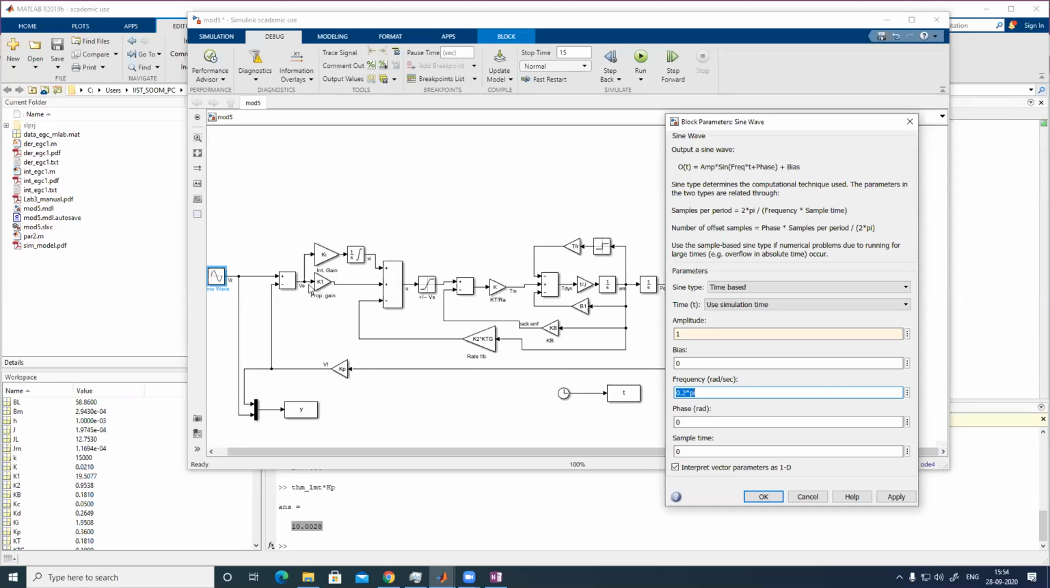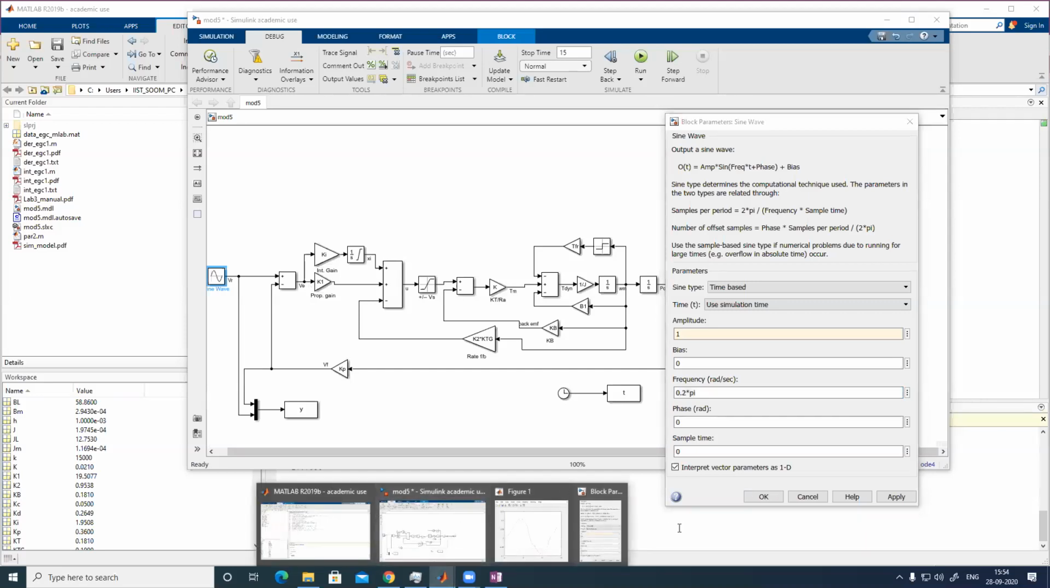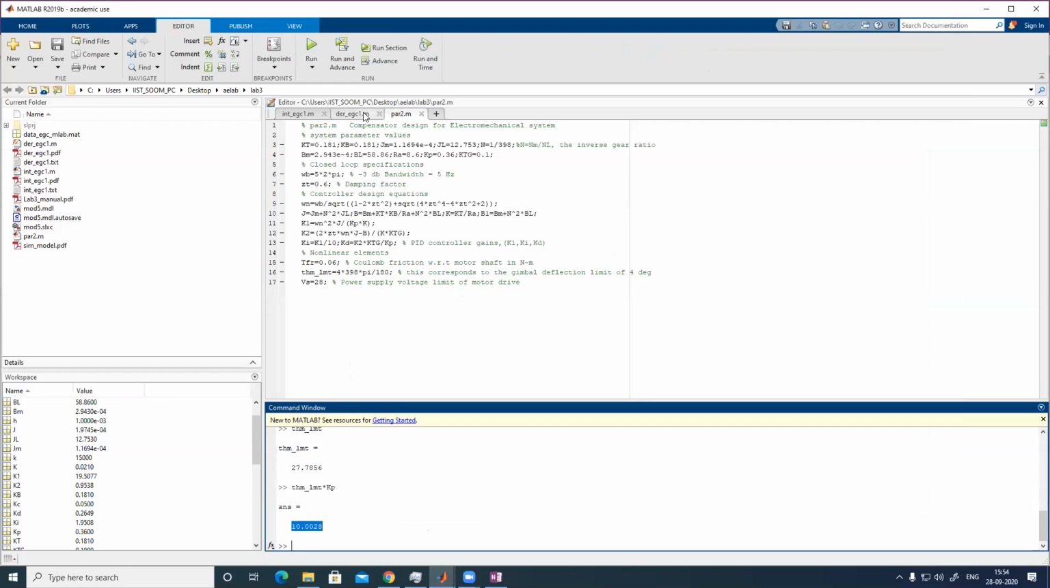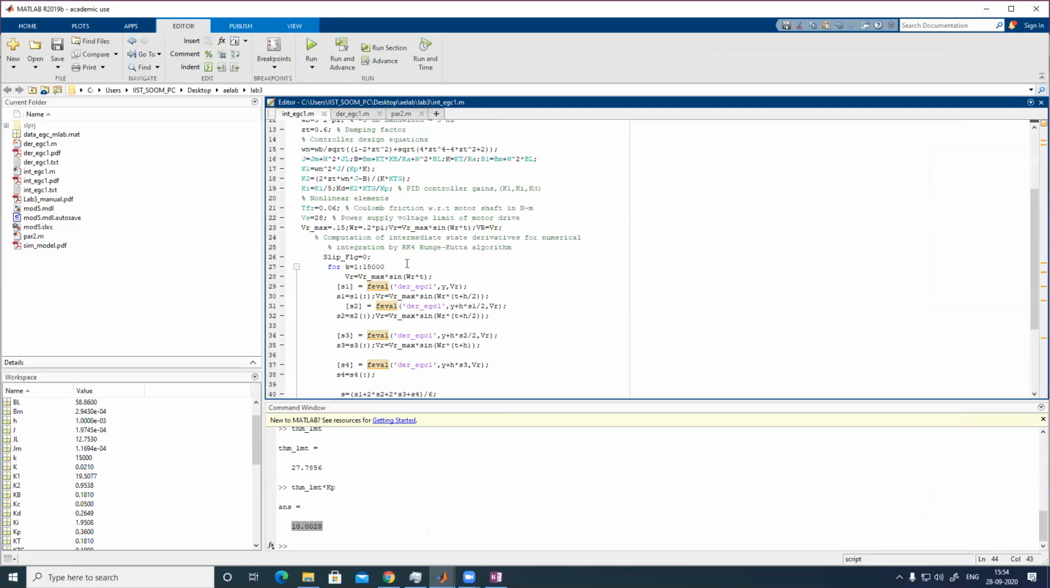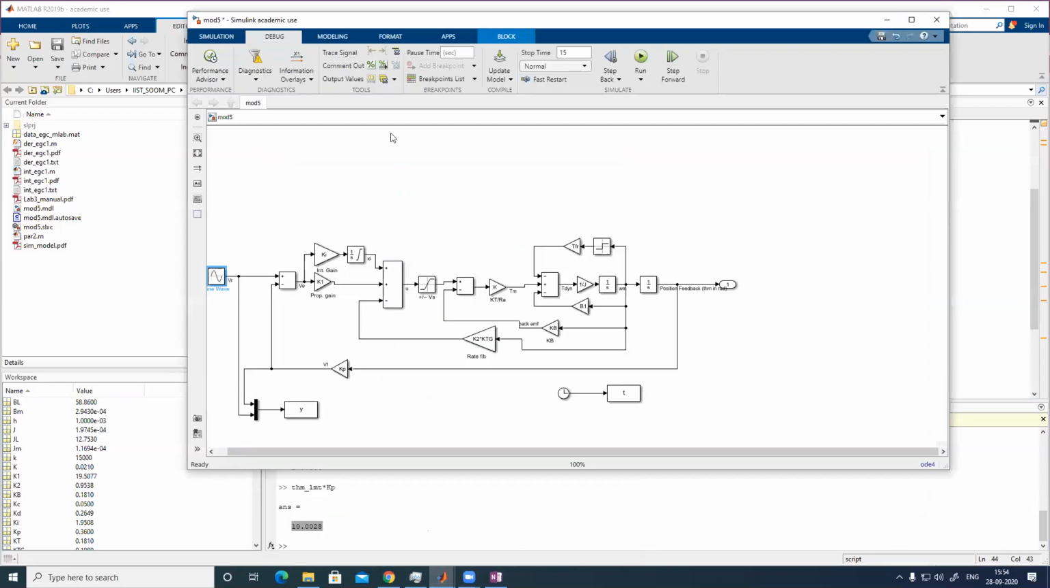Periodic sample time, design constant. Here you are taking 15 seconds because you are varying k from 1 to 15,000, I think. That is why this 15 is given here. If you reduce the step size, then you can also reduce that. Sir, I have done. Can I leave? Yeah. Okay.